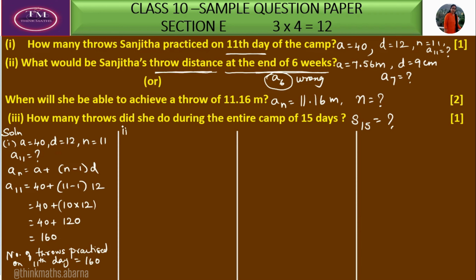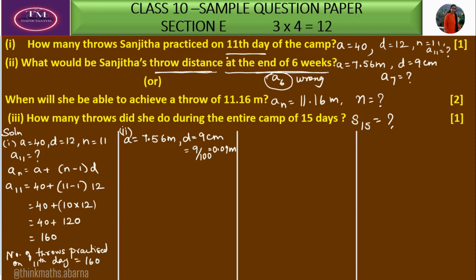Now second part. How would be Sanjita's throw distance at the end of 6 weeks? So it is about throw distance. So we took the values about the distance. So what are the values here? A. A is initially she threw at a distance of 7.56 meters. So A is equal to 7.56 meter and D is equal to 9 centimeter. So here just note that D is in centimeter. So we should convert that to meter. So what we have to do? We have to divide by 100. So it is 0.09 meter. So this is the value of D.